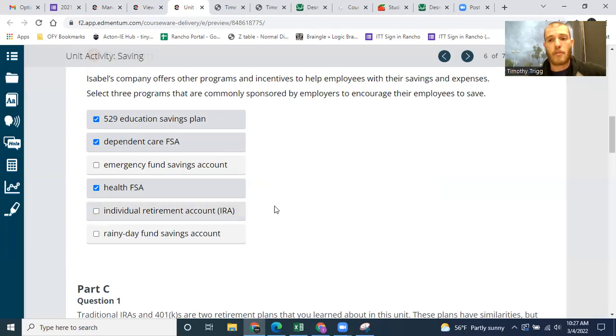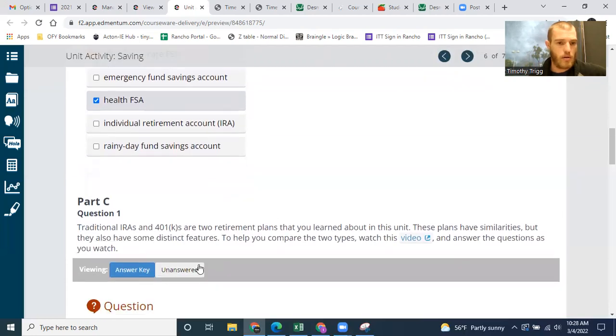An IRA is another type of retirement account, but it's not a 401k. 401ks are the ones that your employer helps set up. An individual one, they don't help you with that. Emergency funds, they don't help you with that. And rainy day funds, they obviously don't help you with that either.